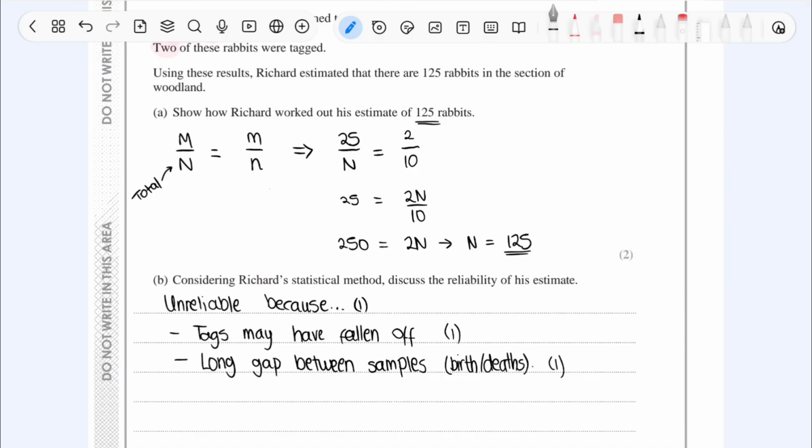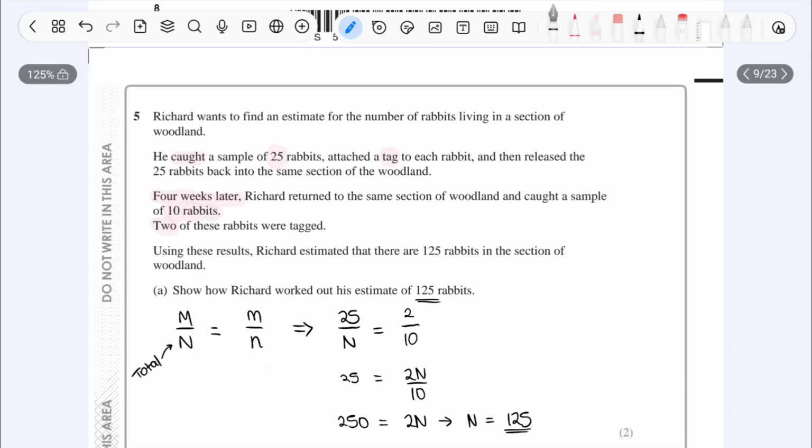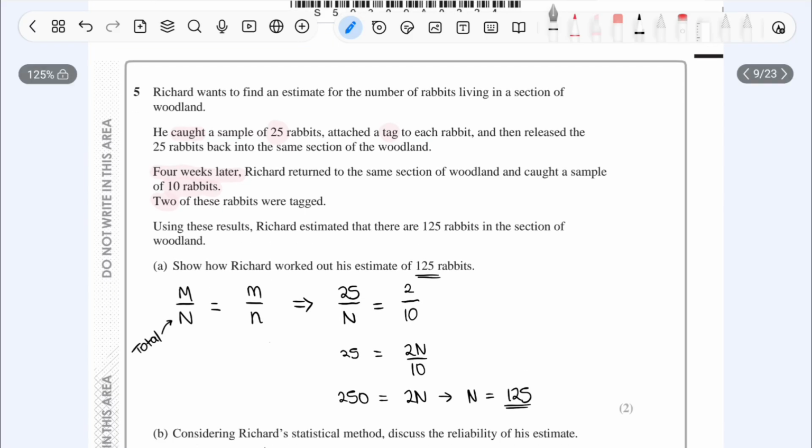Now, you could also put that it's a small sample, and that is true. He only caught 25 rabbits for the first one, and 10 rabbits for the second one, and somehow has come to a conclusion of 125. It's not statistically reliable in the sense that it's going to be 100% accurate, and a small sample size doesn't help. You could also say that the sample's not random, and I said this, he caught a sample of 25 rabbits with no specification of how he did it. And the rabbits may have not been mixed between the samples, and that is a key part of the method. You must mix the rabbits thoroughly with the existing population to ensure it's not biased. And yeah, that's basically it.